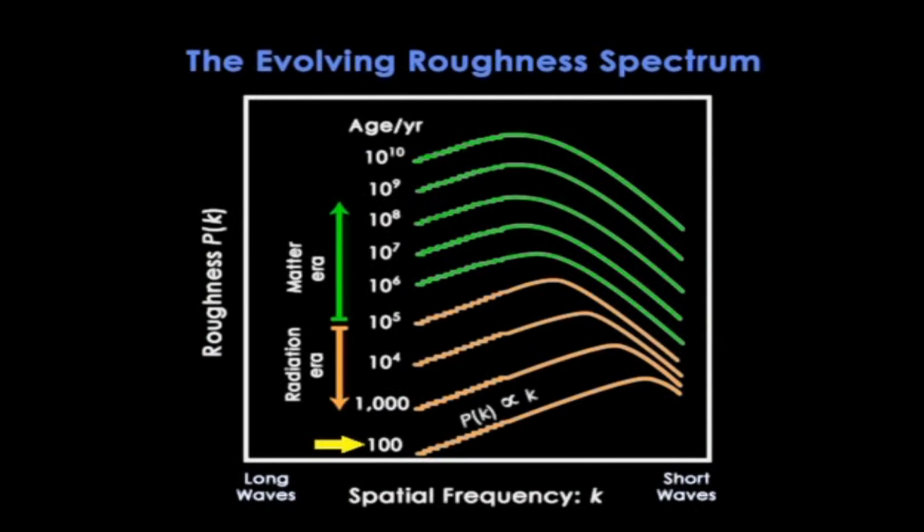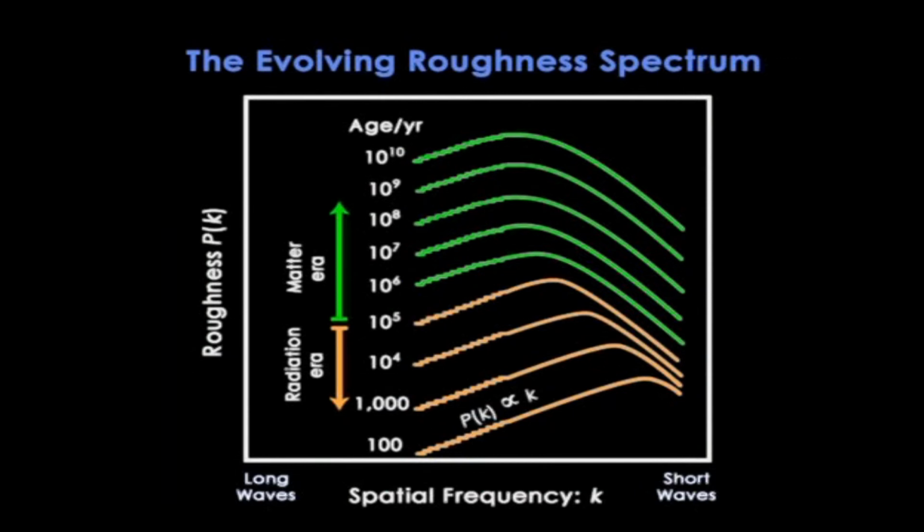So at just 100 years, you see mainly the primordial spectrum, P of k, proportional to k. But as time passes, you can see how the strength of the small waves gets held back when they enter the horizon during the radiation era. But when that era ends, all waves then grow in strength together.